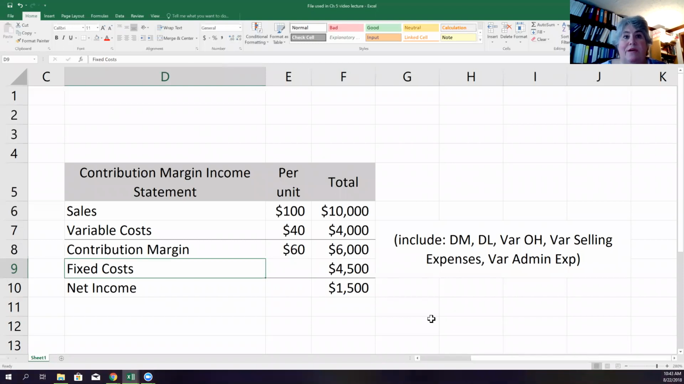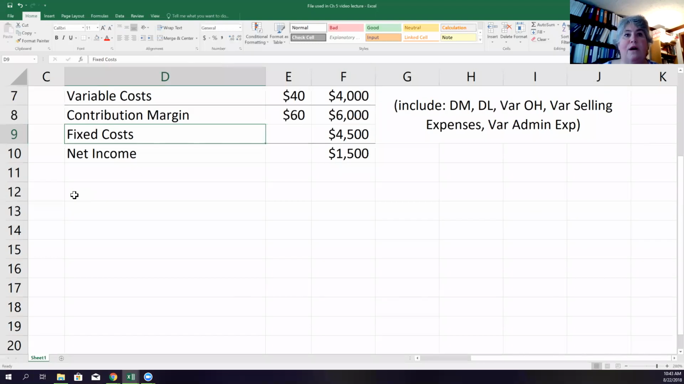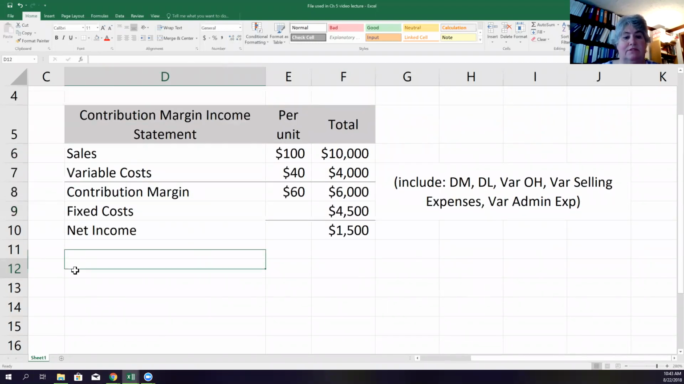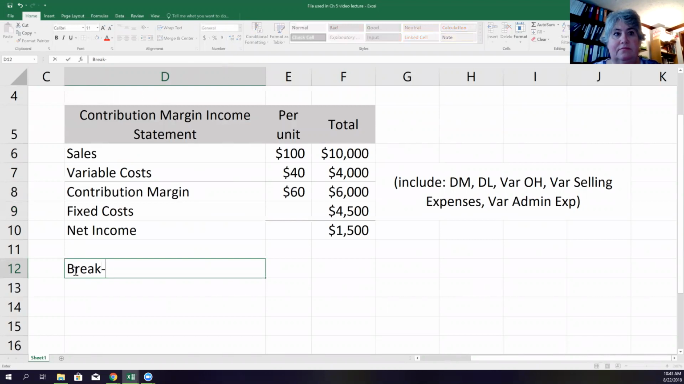So why do we use this? Why do we care? We need to budget or figure out what it would take to break even. I'm going to talk about what break even is.